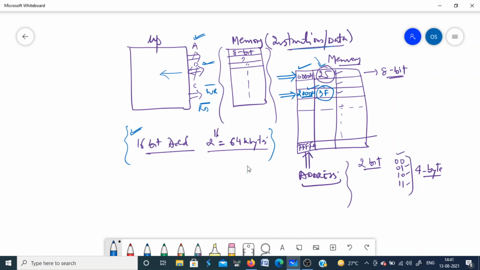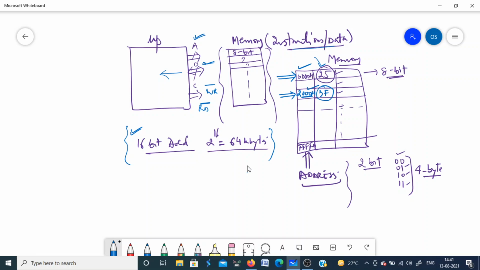Okay, so there are many other control signals, no doubt, but these are two primary signals, read and write. When we discuss the timing diagrams, it will be more clear to you. Okay, so the data bus is bidirectional. It is used to take the data from the processor to the memory, and also from the memory to the processor.